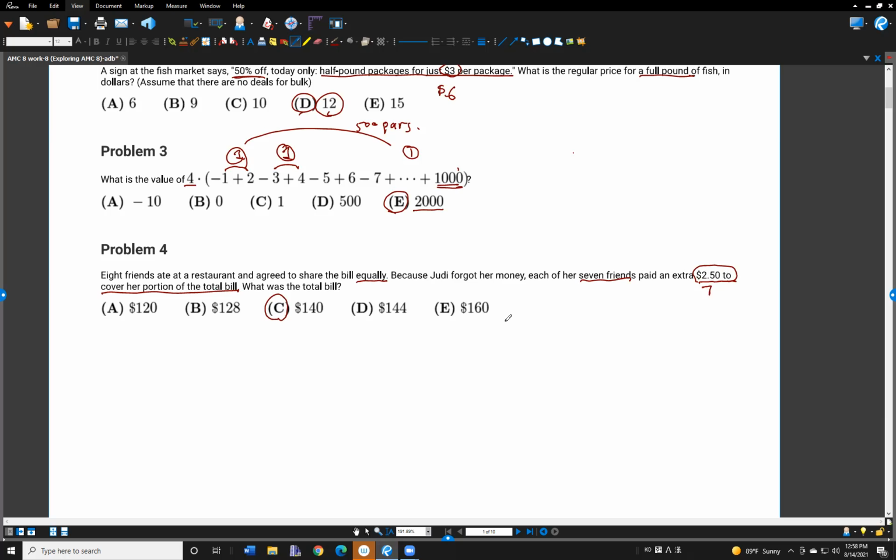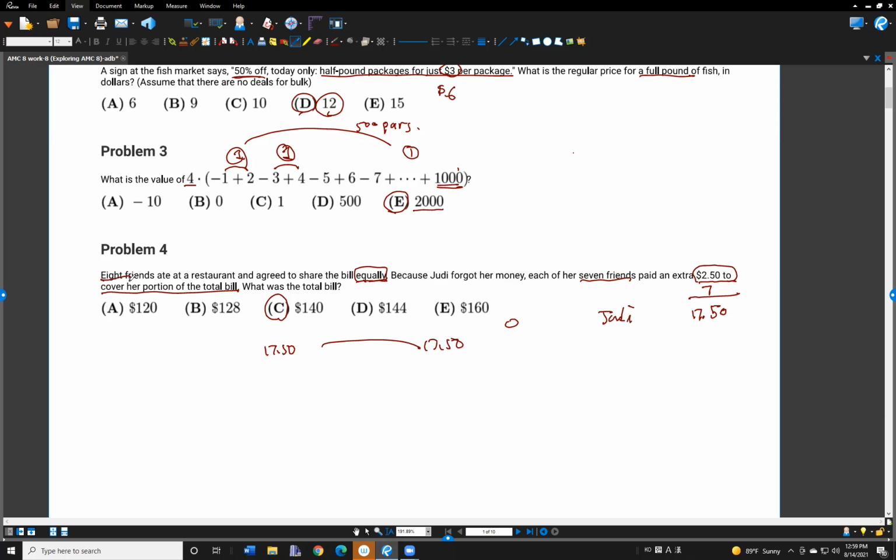7 friends paid $2.50. Actually, how much? So 7 friends, Judy should have to pay, right? If the accurate time, 7 is how much? $2.50 times 7, okay. 17.5, isn't it? It's okay. But if they equally paid, each guy should have 17.5.